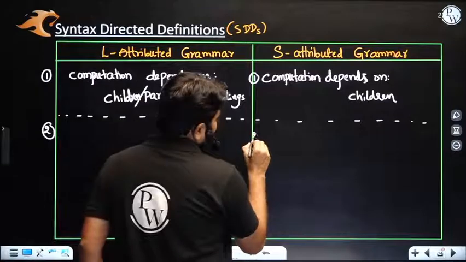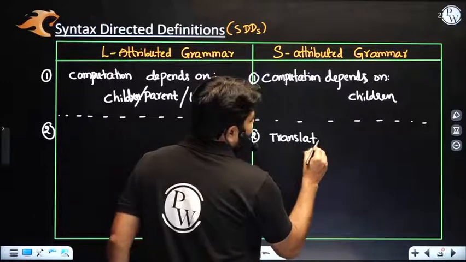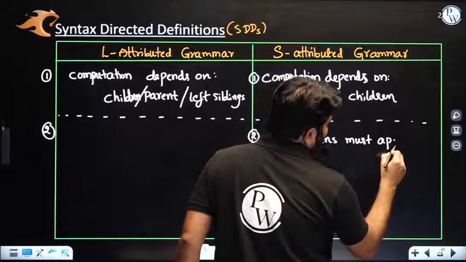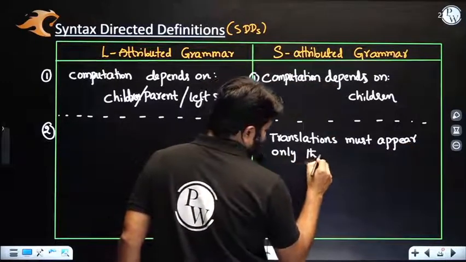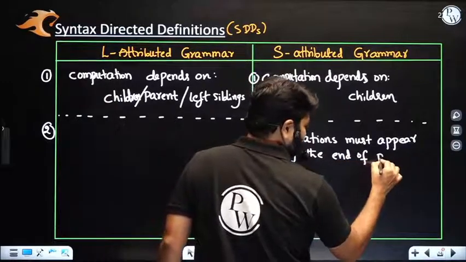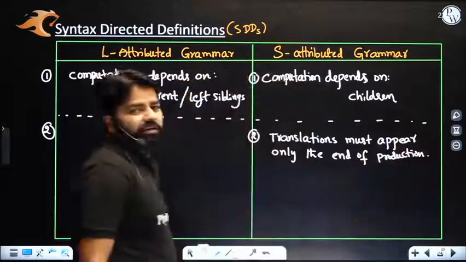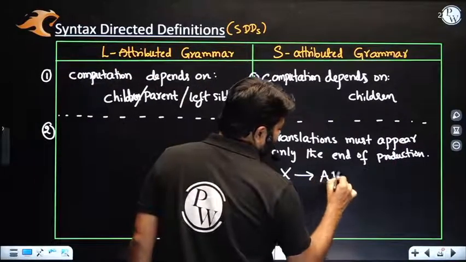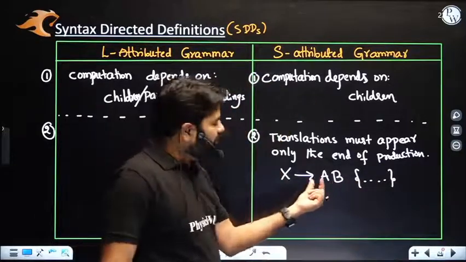let me write first here. Here, the translations must be at the end. Translations must appear only at the end of the production. You cannot keep them in the middle of the production or at the beginning. So all the translations you see, they are at the end. Suppose I have a production something like X arrow A B, then the translation must be only at the last. You can't keep it in between A and B or before A and B.